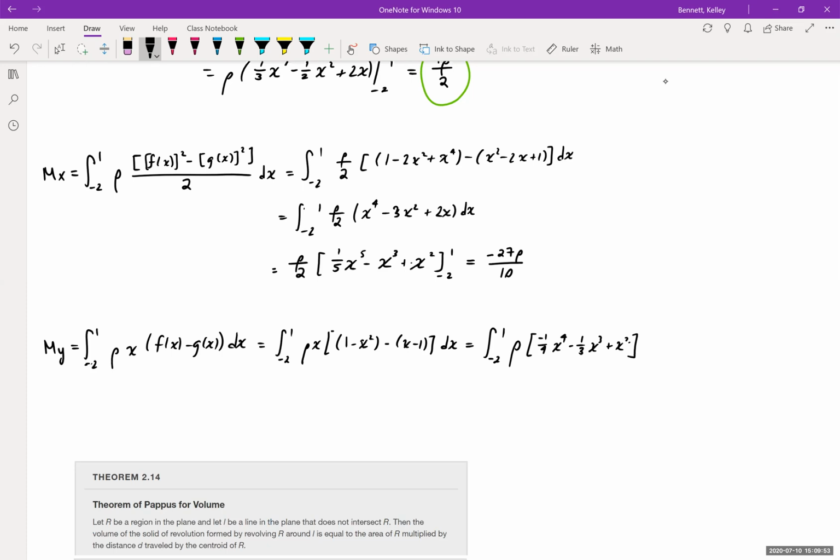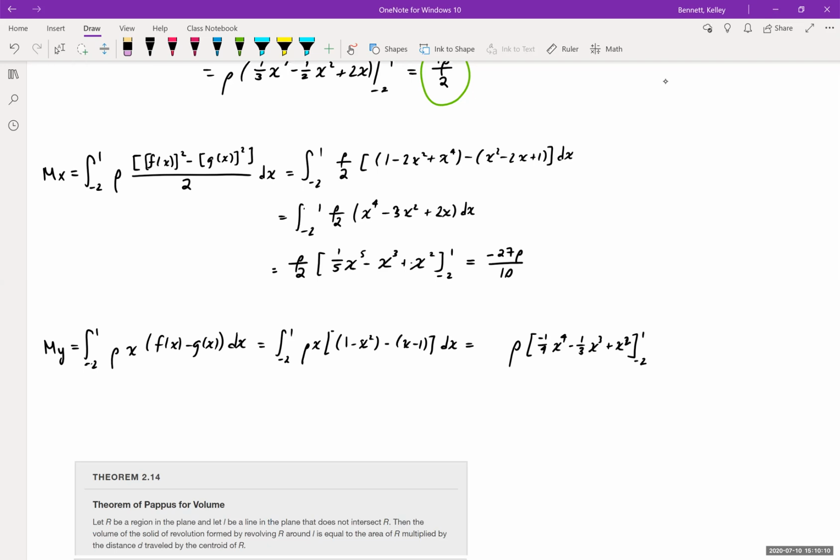And there is a typo in the textbook. The answer is correct, but I think there's a typo with one of the exponents, so just be aware of that. So if I go ahead, this is not an integral, is it?